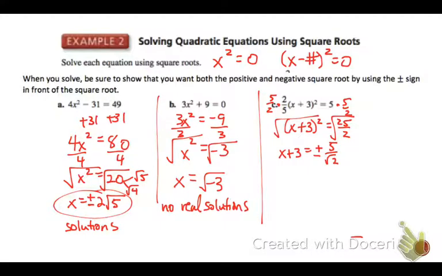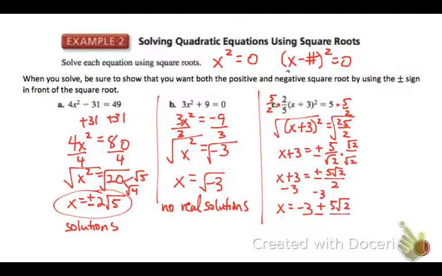Now, before I subtract my 3 to finish my answer, I'm going to rationalize this by multiplying top and bottom by the square root of 2. So I'll have plus or minus 5 times the square root of 2 over 2. And then finally, I want to subtract 3. When I have a plus or minus expression, I always put it at the end. So I'm going to start with my negative 3 plus or minus 5 times the square root of 2 over 2. And that's how I would write the exact answer of the solutions to my quadratic equation.